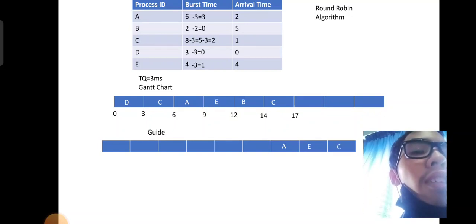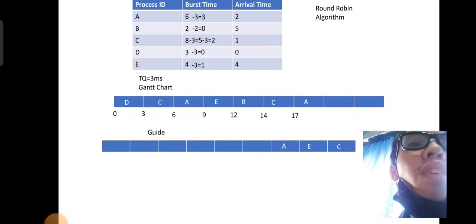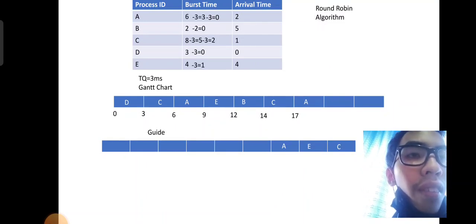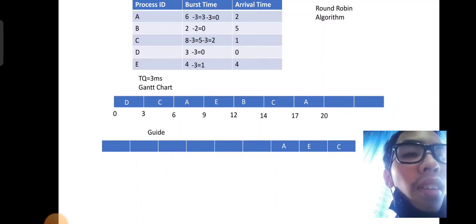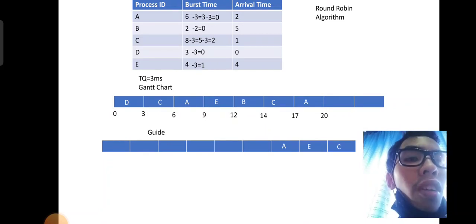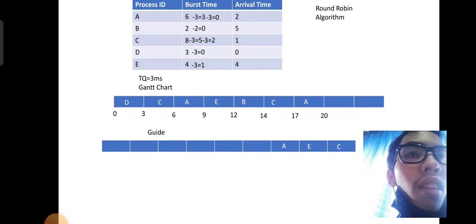Then after that, process A will enter the CPU. Then we will subtract the burst time of it by our time quantum. So 3 minus 3 is equal to 0. What we subtracted will be added to the time finish of process C. So 17 plus 3 is equal to 20. That is the time finish of process A in our Gantt chart. Then after that, we will not put process A after process C because it is done. The burst time of it is already 0.